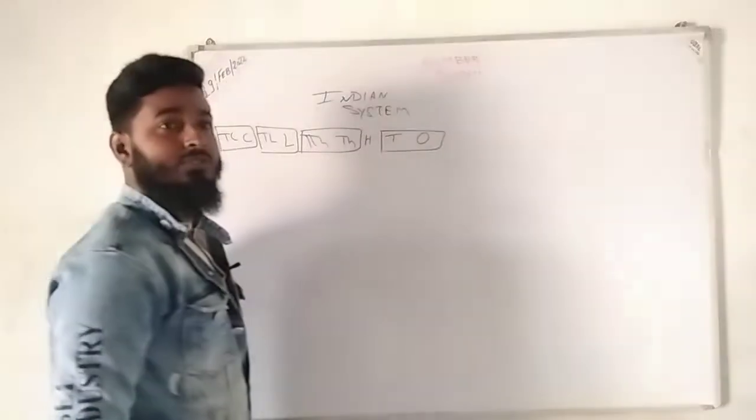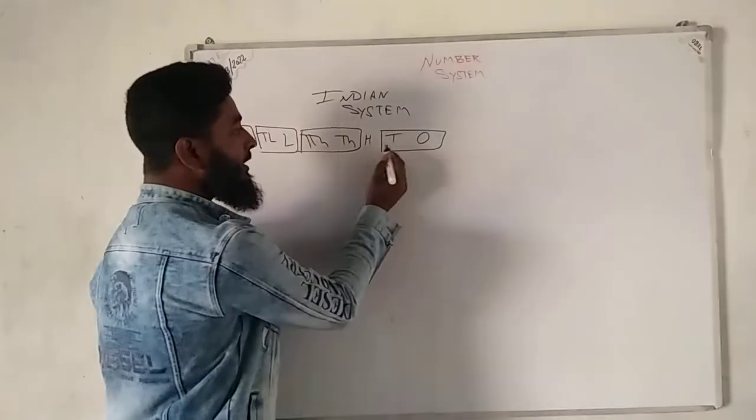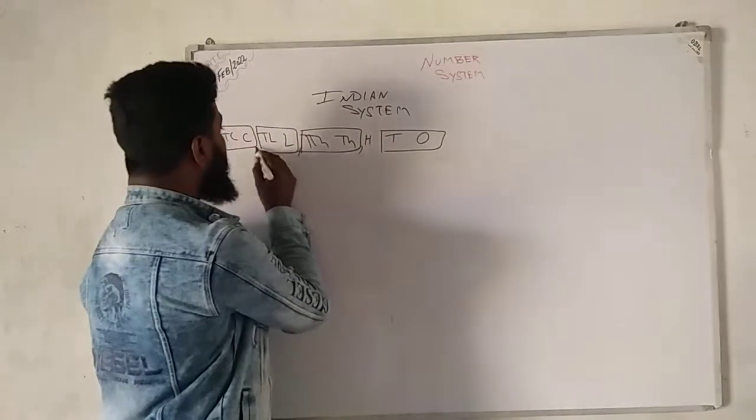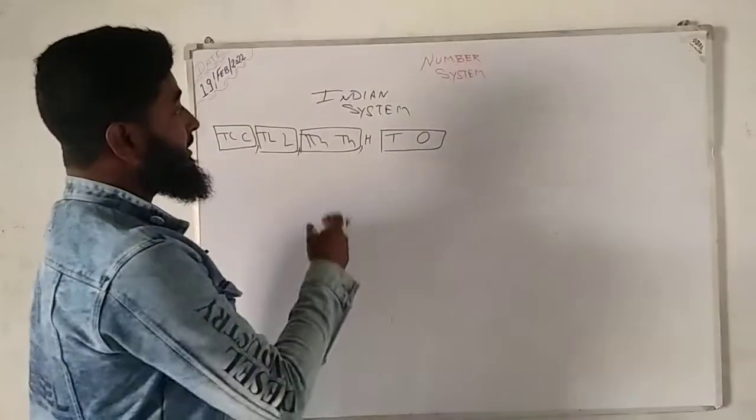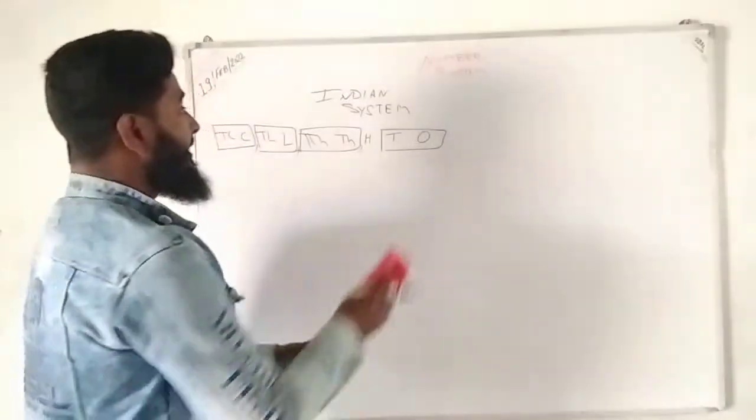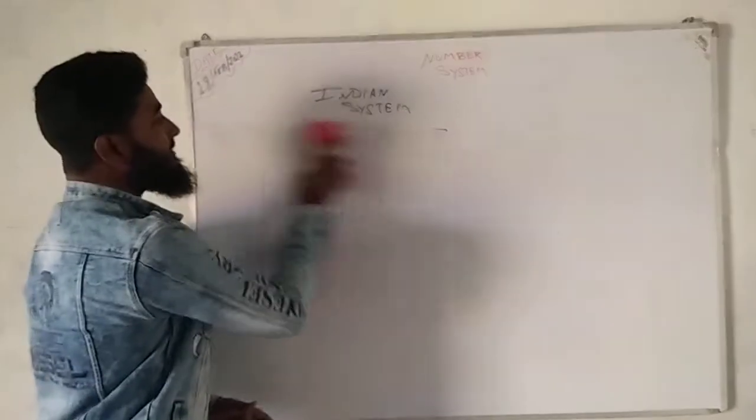These are the commas also. Here it is 1 comma, 2 comma, 3 comma. Now let us take an example. The example is like this.